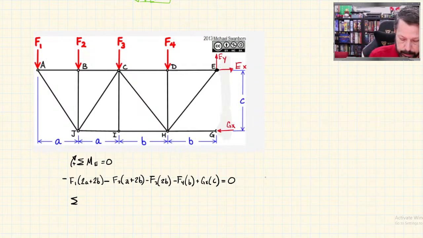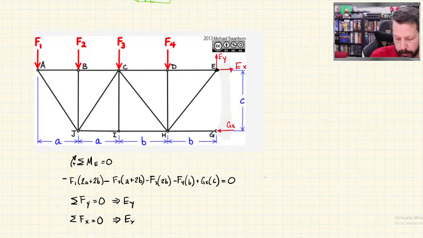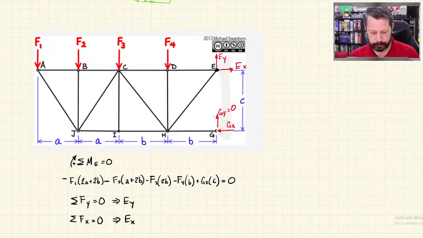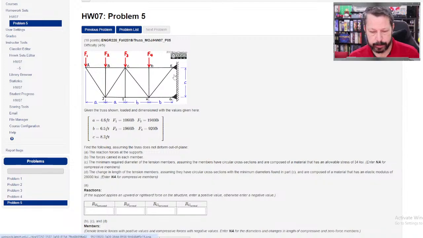So you could solve for GX using that equation. Then you could just do summation of forces in Y equals 0, which will give you a value for EY. And then summation of forces in X equals 0 will give you a value for EX once you know the value for GX. So the key to that one is that there is no GY, because of the way this one was drawn, where there's no member from E to G. There can be no Y component to the forces at G because there's nothing in the Y direction. So that's kind of a tricky one.